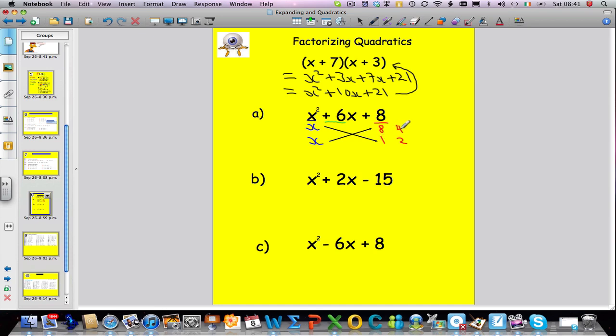Can I make a 6 using a 4 and a 2? Well, 4 and 2 gives me 6, so these two will work. And let's just check. X times 2 gives me 2x. Let's just do it over here, 2x. And x times 4 gives me 4x. 2x plus 4x is 6x, which is exactly what we want. We want this 6x.